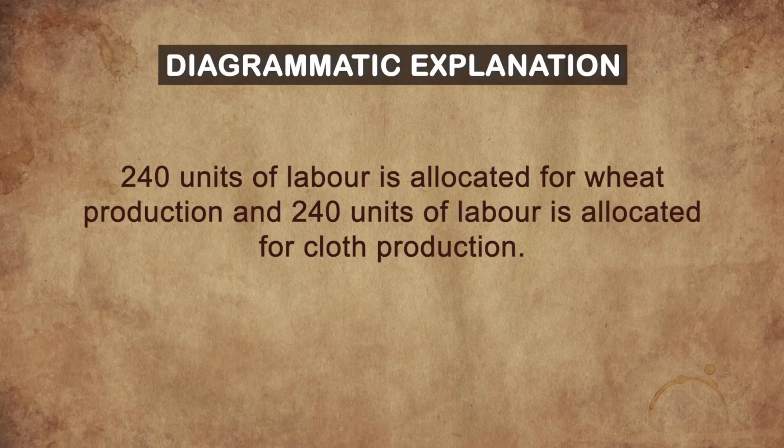So, whether there is an overall increase or the output is going up for both these countries together, for that purpose, use your thought process and divide your entire endowment of labor into 2 parts. Say 240 units of labor is allocated for wheat production and 240 units of labor is allocated for cloth production. Now use your thought process and try to understand what is going to happen.